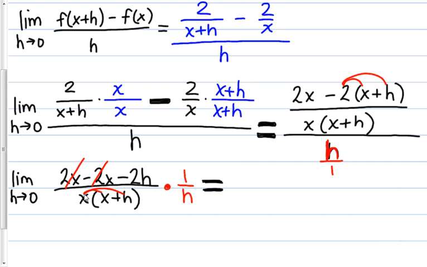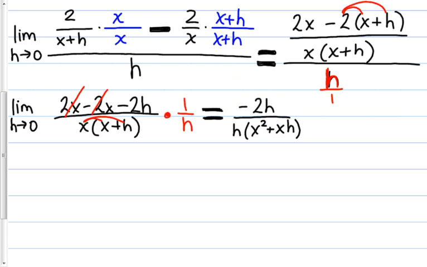Okay, so now I have negative 2h over h times the x squared plus xh that were technically already there. Now, hopefully you can see that I have an h on the top and an h on the bottom. That will nicely cancel out. So I'm going to cancel those out, and then I'm going to rewrite my problem again.